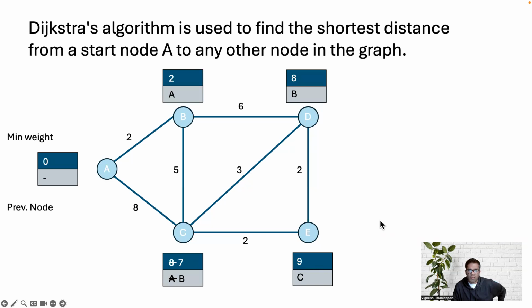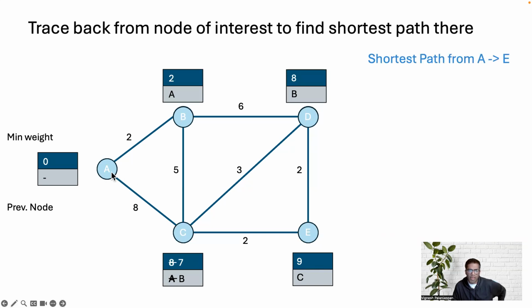So now if someone asks us the question, how do we get from node A to node E? We can basically trace back our steps from the destination node. So from node E, the previous node was node C. From C, the previous node was node B. From B, the previous node was node A. So we get from A to E by going down this path A, B, C, E, and the minimum weight to do this is a weight of 9. So this is how we use Dijkstra's algorithm to get the shortest path between 2 nodes.